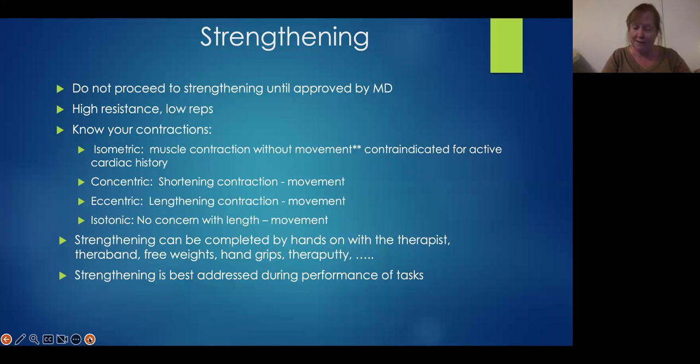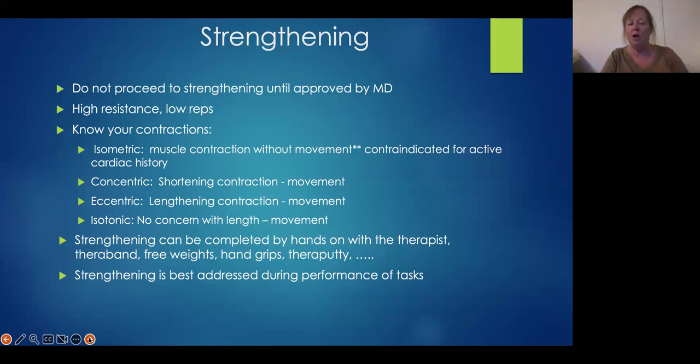When we think of strengthening, that's using high resistance and low reps. So we're not doing a lot of reps. If we were doing a lot of reps, we would be working on endurance. Also for the exam, know your contractions. Know isometric, which is a muscle contraction without movement. A contraindication for this is cardiac history, but isometric exercises are very common, especially in the shoulder after surgery, when they have gone through their different ranges of motion and they're ready to begin strengthening.